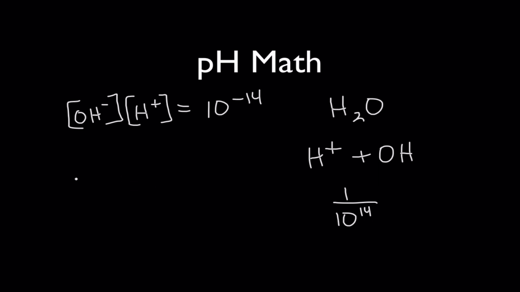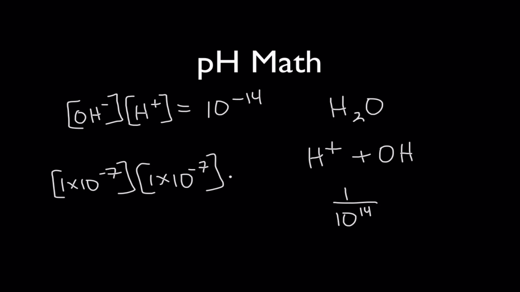So from this, we can get the two concentrations. The hydroxide ion concentration is going to be 1 times 10 to the negative 7, and the hydrogen ion concentration is going to be 1 times 10 to the negative 7. When you multiply exponents, you add them together, so you can see how we get that. This is where the 7 for neutral comes from. If the concentrations of hydroxide ions and hydrogen ions are balanced, we have a neutral pH. That's kind of like the magic number in pH.